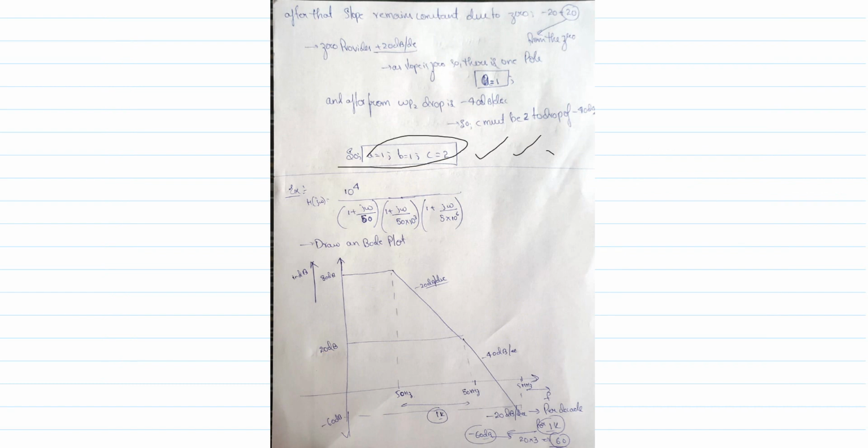Okay. Let us consider another example. H of j omega is equal to 10 power of 4 over (1 plus j omega by 50) into (1 plus j omega by 50k) into (1 plus j omega by 5 megahertz). Draw a Bode plot of the given transfer function. Initially I know that it is an open loop gain, 20 log of 10 power of 4, which is 80 dB.